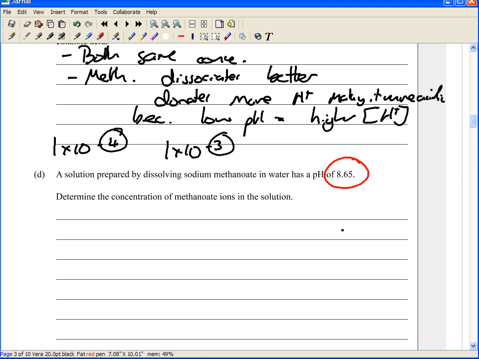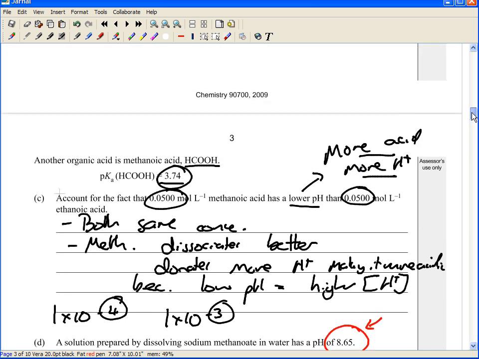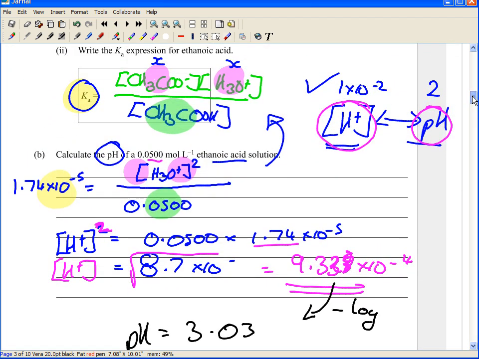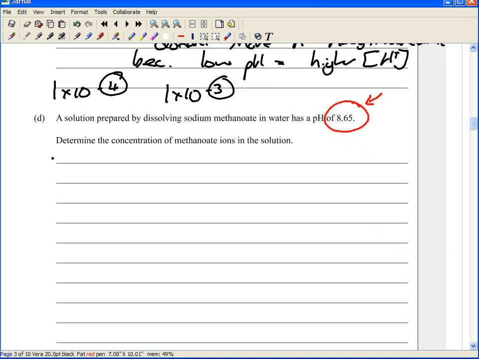In other words, it tells us it is a base. Now, normally we'll be writing Ka equals blah blah blah, but in this situation here, we're probably going to be looking at the Kb because it is in fact a basic solution. Okay, what is the Kb? Well, just like up above. We have this situation here occurring.